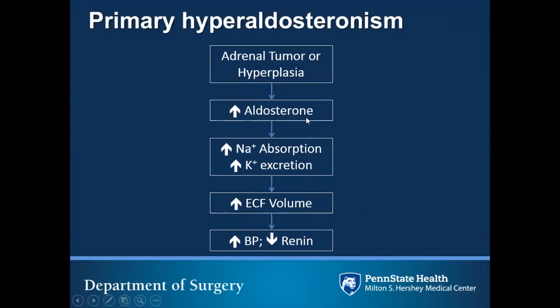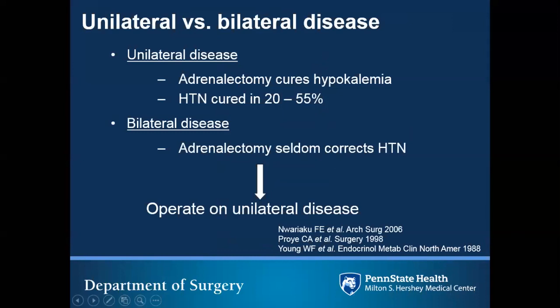So ultimately, if you have an autonomous or neoplastic source of aldosterone, which is what primary hyperaldosteronism is, you will have excess aldosterone and decreased renin. And this is why when we're evaluating this, we are looking at the ratio of aldosterone to renin. If you have unilateral disease, if you have an excess aldosterone source from one adrenal, adrenalectomy will definitely cure your hypokalemia. And depending on the longevity and the number of antihypertensive agents, you will have a very good chance of curing or certainly impacting the hypertension.